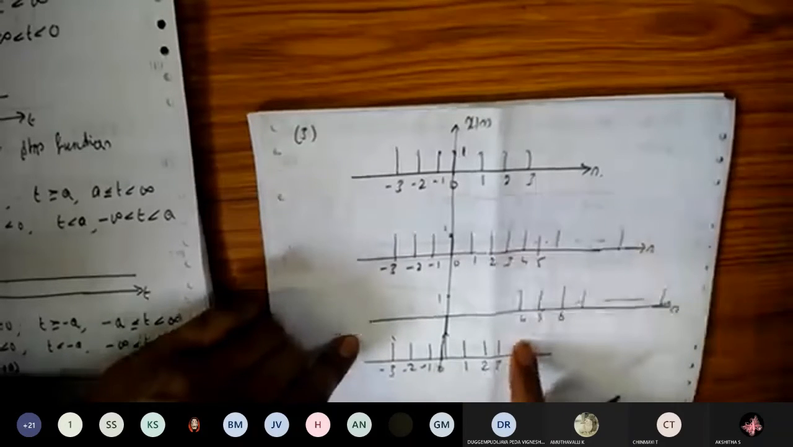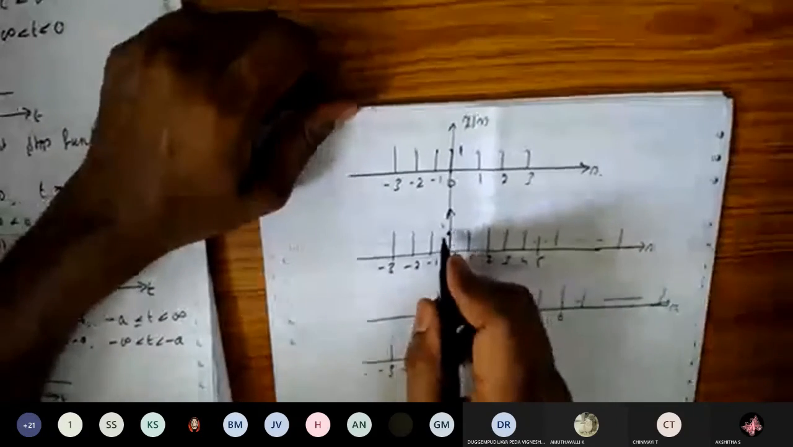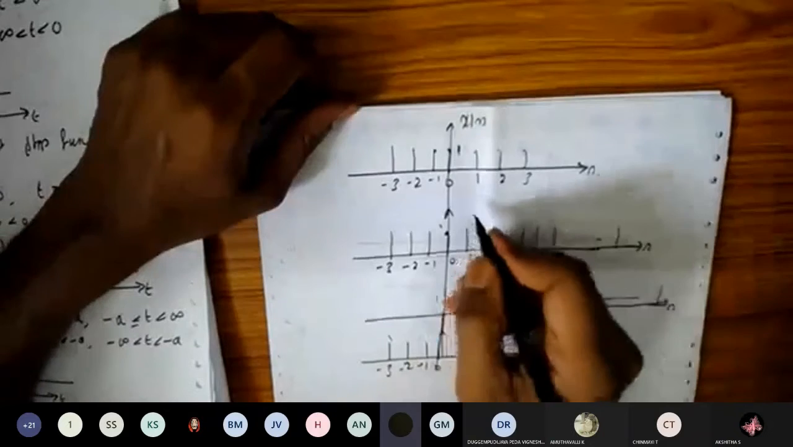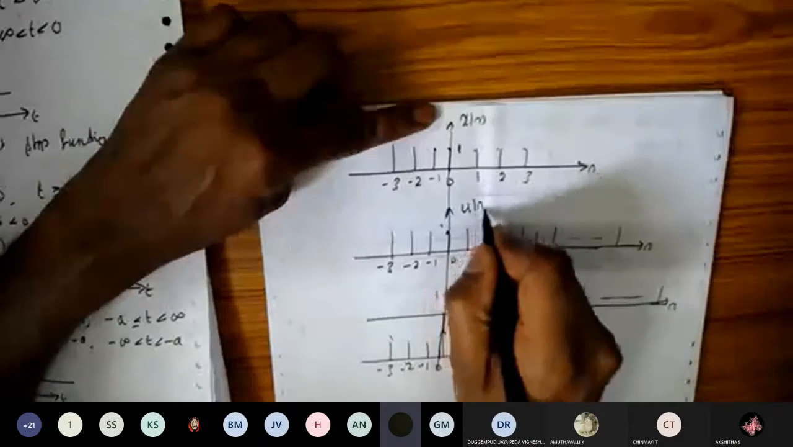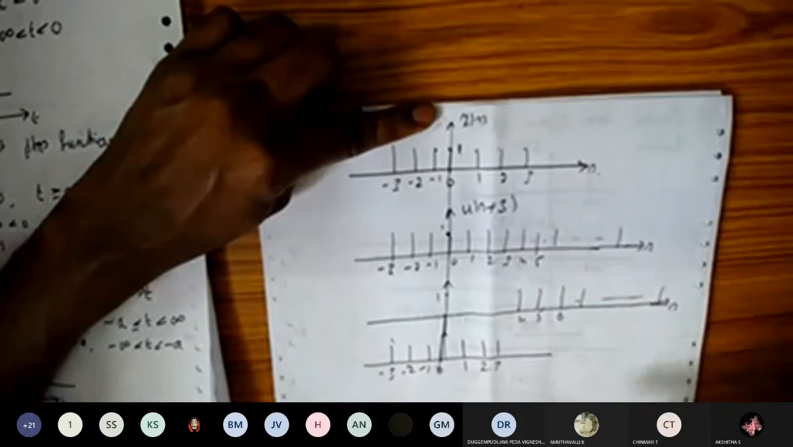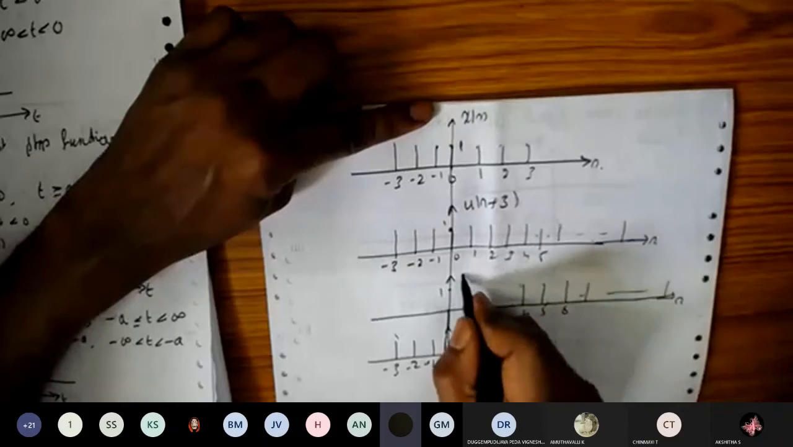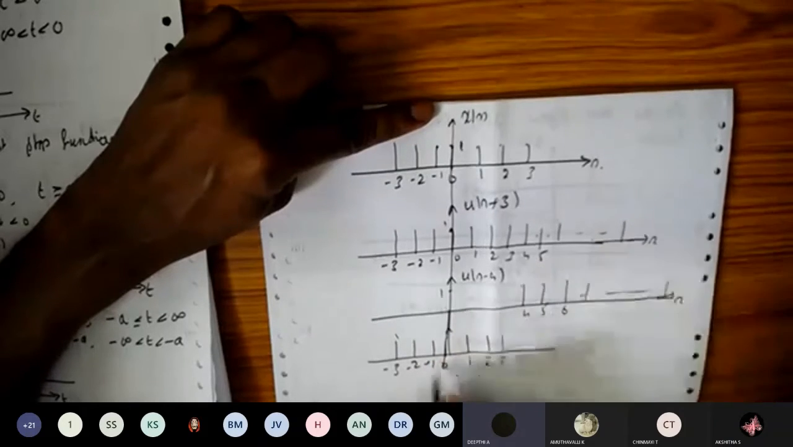Let us define this. What is the waveform here? It starts at -3, so u of n plus 3. Very good. And the second one, which starts from 4, is u of n minus 4. Yeah, very good.